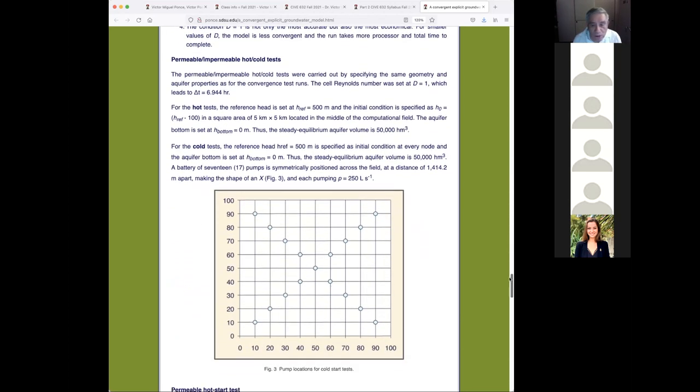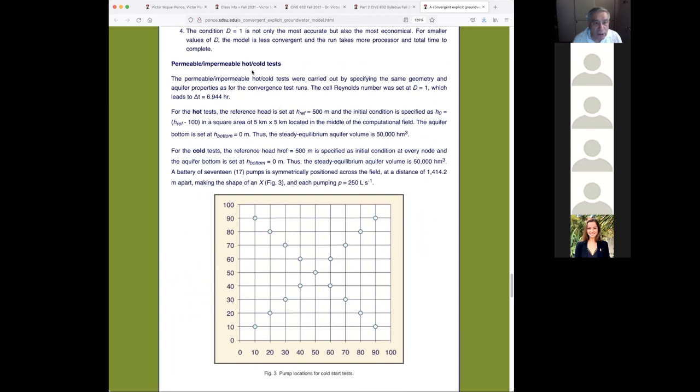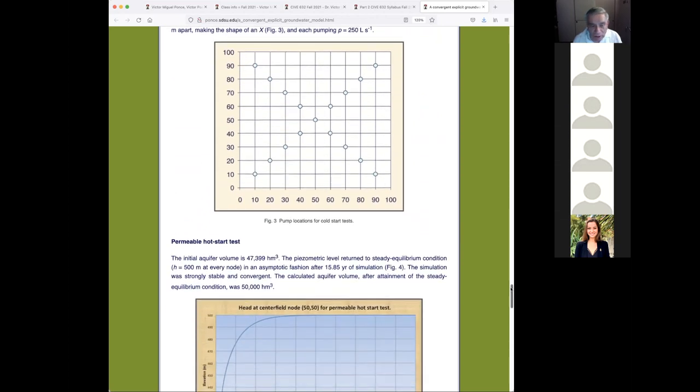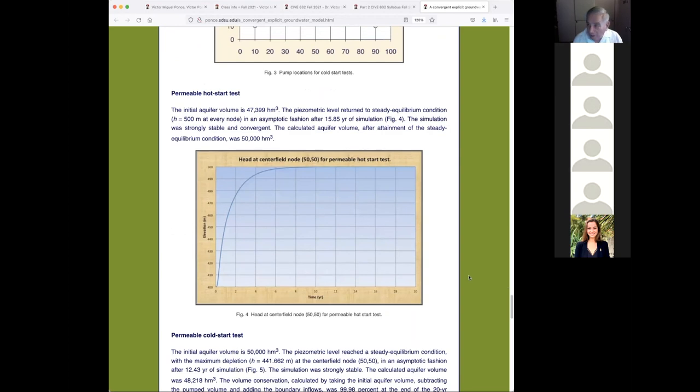Then we try the so-called permeable, impermeable, hot, cold tests. We tried 4 tests: permeable hot, permeable cold, impermeable hot, impermeable cold. And this is what happened. Now we're gonna show the beauty of our model, the precision of the model. One of the things the model has to do, besides calculating the water levels, because obviously it has to calculate the water levels, is show that it didn't lose any volume, any mass.